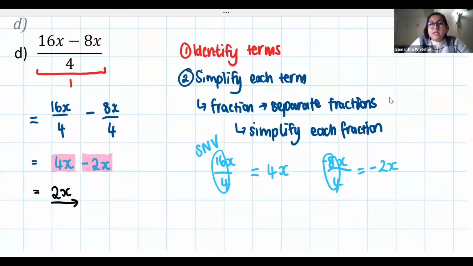So we're not splitting the coefficients. Remember, the coefficients are 16 and negative 8. We are dividing them by 4, but we're splitting the terms in the numerator. Does that answer your question?